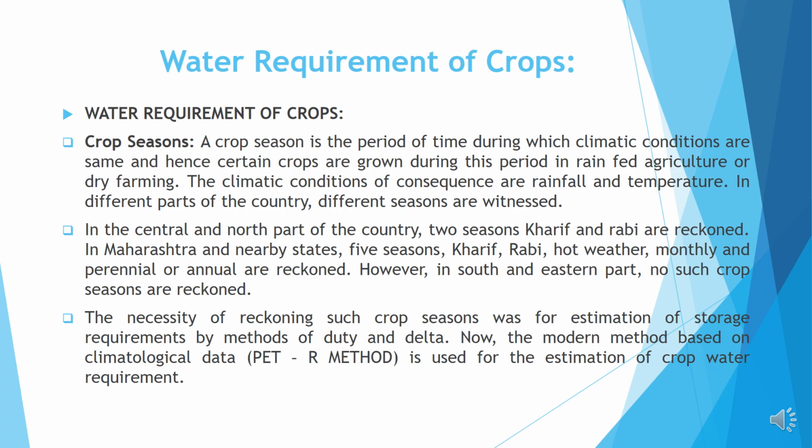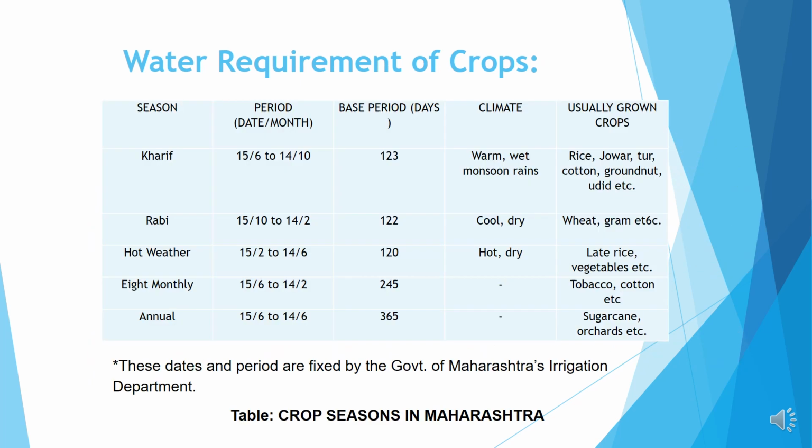The necessity of reckoning such crop seasons was for estimation of shortage requirements by methods of duty and delta. Now, the modern method based on climatological data is used for the estimation of crop water requirement. Here I have shown a table for crop seasons in Maharashtra citing season, the period, base period, climate, usually grown crops.